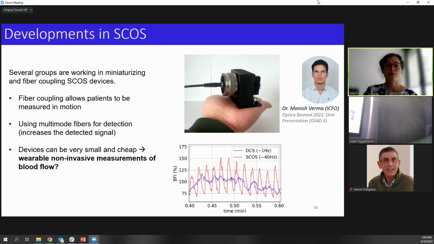And the reason why I think SCOS is really nice is because the devices can become much smaller than DCS systems and also much cheaper. And does that mean that maybe we'll finally be on the road to having fully wearable and non-invasive measurements of blood flow? So in this picture here, you can see the device of my colleague. This is the detector in SCOS, but it's fiber coupled and it just fits right on the palm of his hand.